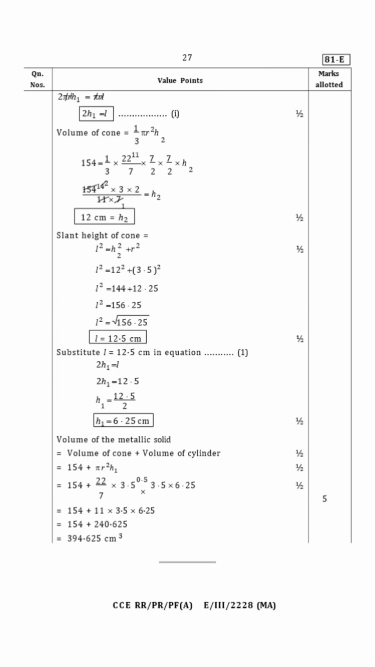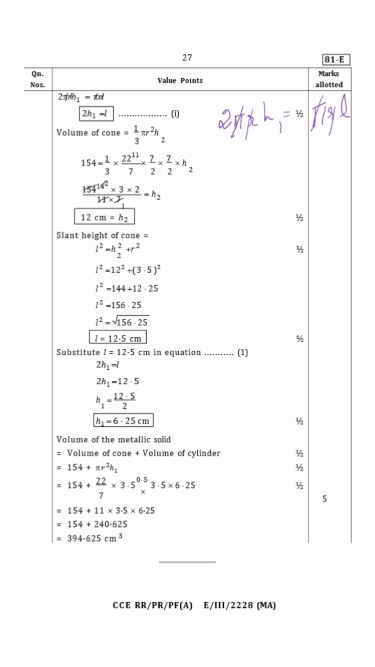Curved surface area of cylinder means 2 pi r h1, radius is same for both, h1 is the height of the cylinder, equals pi r L, where L is the slant height of the cone. So 2h1, pi and pi get cancelled, r and r get cancelled. So 2h1 is equal to the slant height of the cone.